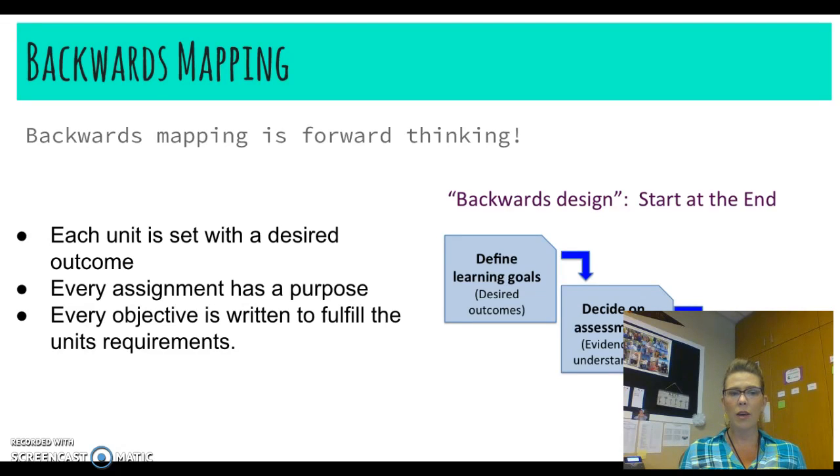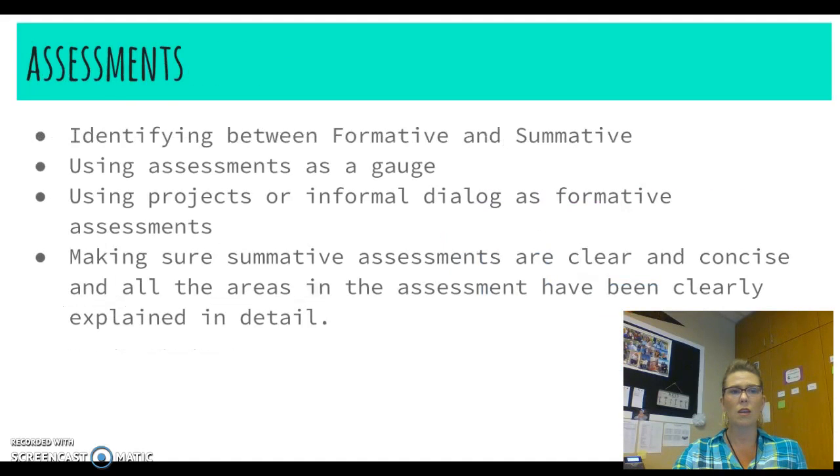With that, some of the key points that I've taken away from that is each unit is set with a desired outcome, and every assignment has a purpose, and every objective is written to fulfill the unit requirements. Every objective is specific and measurable and attainable, and it's really about the students getting to where they need to be and how we as teachers are going to get them there. So that's really for backwards mapping. I really took that to heart when I did my lesson planning.